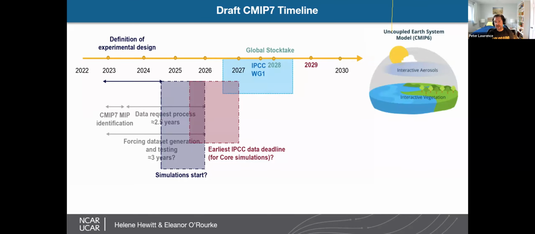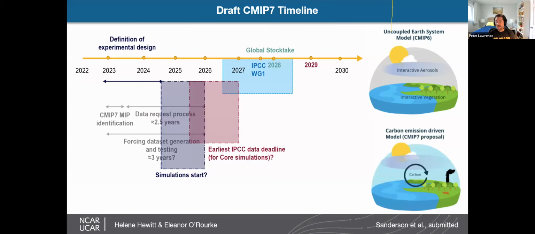In CMIP6, we had a reasonably uncoupled Earth system model. We had the atmosphere and the oceans and the land all working together, and they had interactive aerosols, but the carbon cycle was typically prescribed. We'd say, in this particular year, the CO2 concentration is this. For CMIP7, we're actually including the carbon cycle. There were carbon cycle runs in CMIP6, but only a very small number of them. Now we're looking to transition to having the carbon cycle foremost in this part.